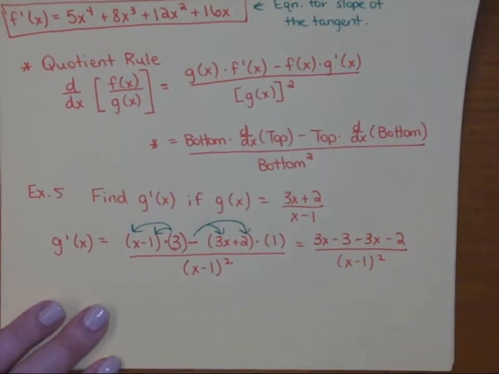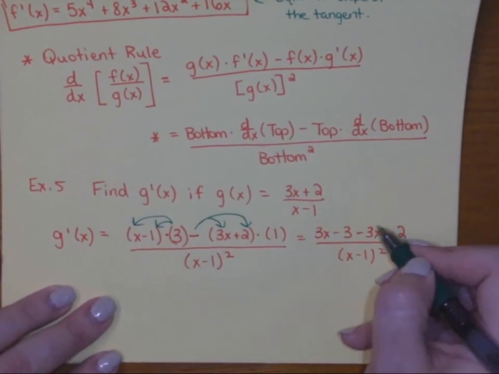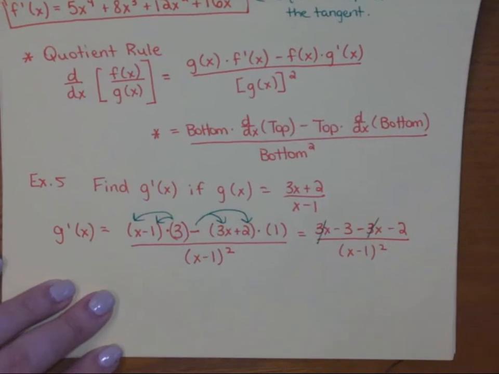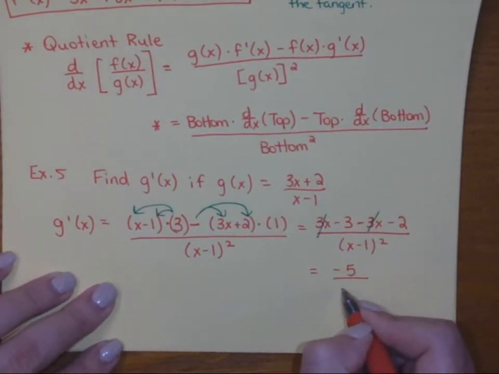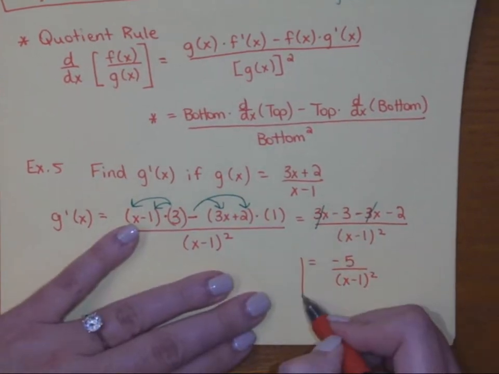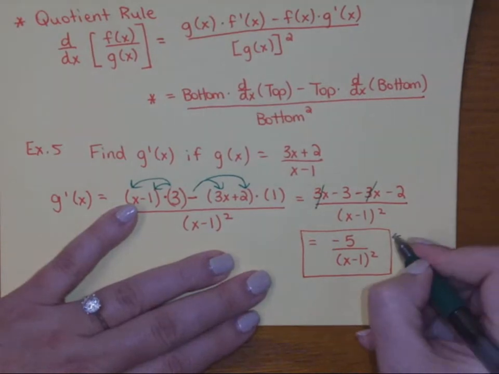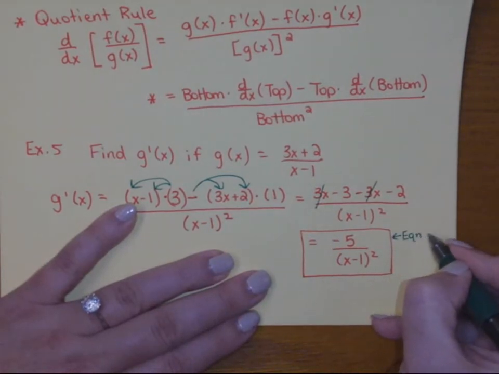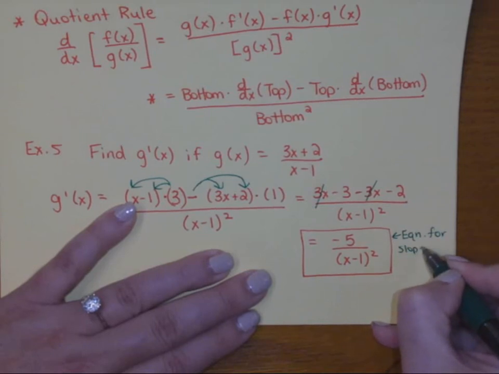The nice part about these is, for the most part, I won't really ask you to work with the bottom. You can just leave it factored. It's already usually going to stay that way. So the 3x's will go away. And in the end, you just get negative 5 over x minus 1 parentheses squared. Okay, and sorry if this is redundant, but the sooner you learn this, the better. This is still the equation for the slope of the tangent.